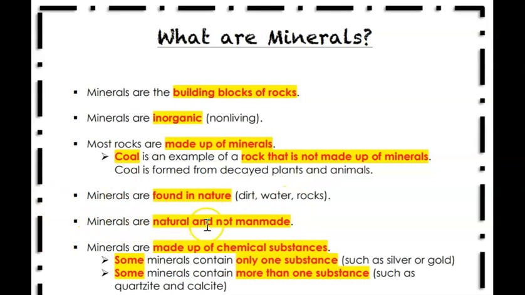Minerals are natural and not man-made. This is important because we want to note that you cannot make a mineral. You can't. Now, we can make rocks with different types of minerals, but we can't make minerals. And finally, minerals are made up of chemical substances. Some minerals contain only one substance, such as silver or gold. Some minerals contain more than one substance, such as quartzite and calcite.